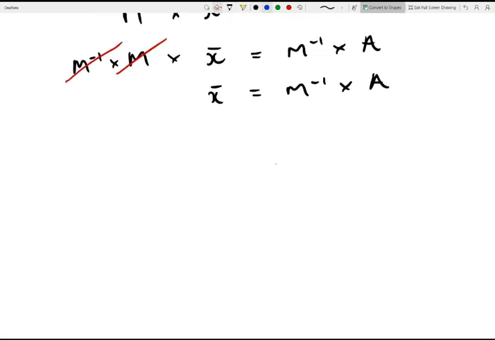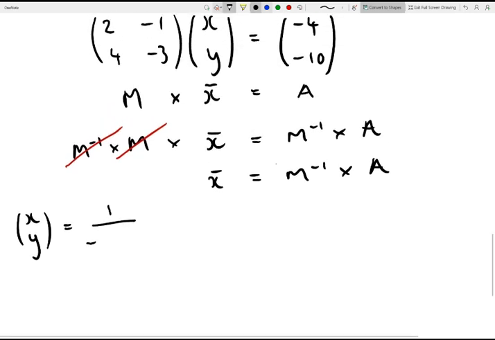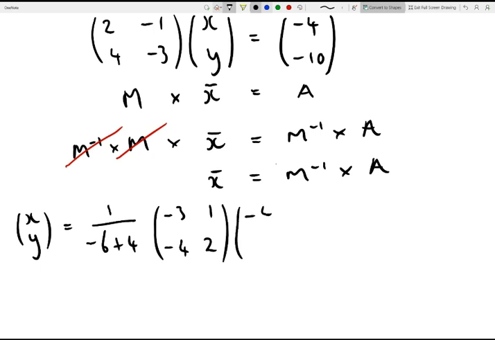So let's go ahead and do that. So the solution, x bar, which is x and y, is M inverse, which is 1 over the determinant. So we've got minus 6 plus 4. Then the 2 and the minus 3 swap places, and the minus 1 and the 4 are negated. We multiply this by capital A, which was the 2 by 1 matrix, and that's our solution. So let's multiply this out.